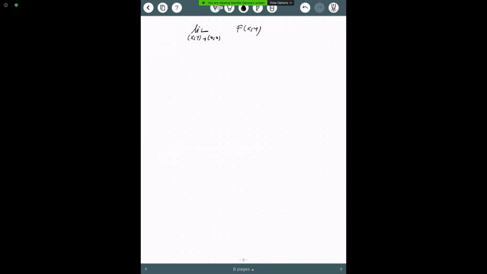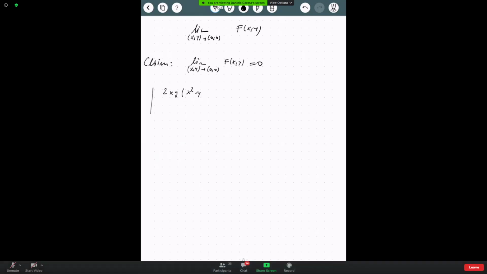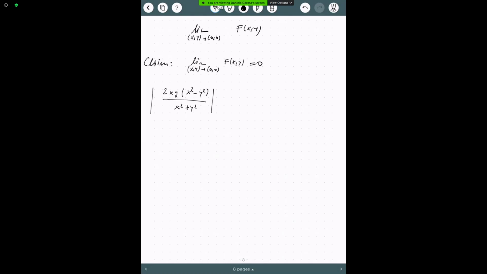Okay, so my claim is that indeed the limit exists and it is equal to 0. And I want to prove that. How do I prove that? You can notice something very important: this quantity, this f of x, y, in modulus is controlled by the modulus of x squared minus y squared.